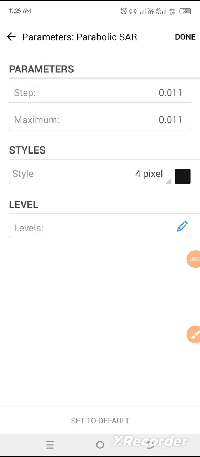Okay, our first setting on parabolic SAR: step is 0.011, maximum is also 0.011. Any color of your choice, and then you click done. Okay, second parabolic: step is 0.0099, maximum is 0.0099 as well. Any color of your choice, then you click done.